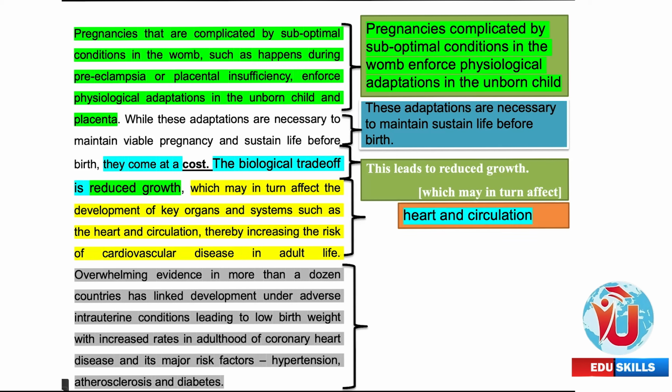Okay. Now the biological trade-off. Cost. What is the cost? This leads to reduced growth, which may in turn affect heart and circulation, cardiovascular disease. See the effects of the effect. If you remember, I have explained sometime earlier. See, now if I tell you that I am having high temperature because I was wet in the rain yesterday. I got wet in the rain yesterday and I got high temperature. And because of high temperature, I am having severe body pain.